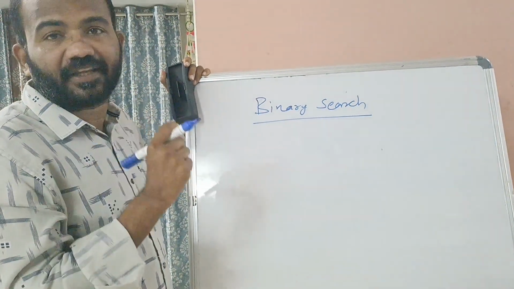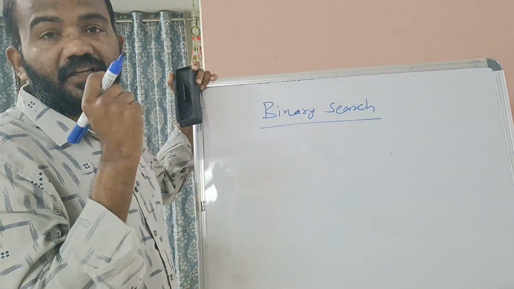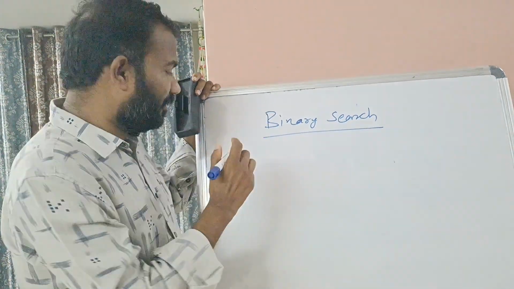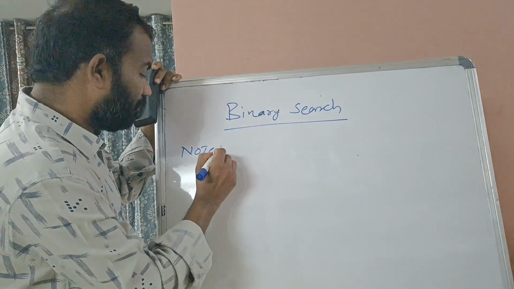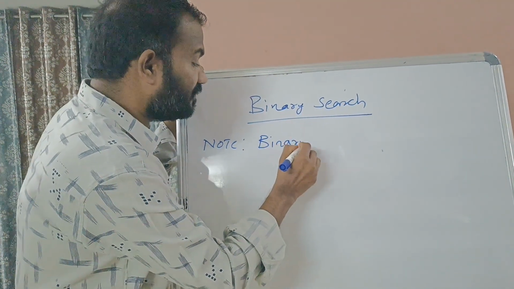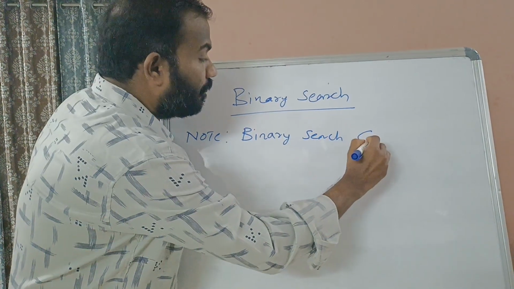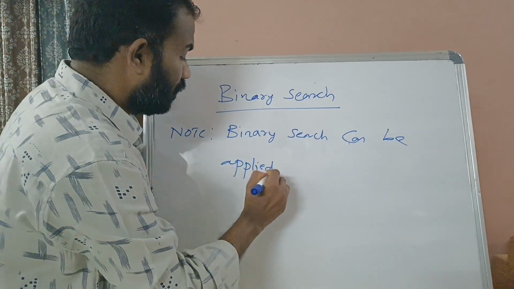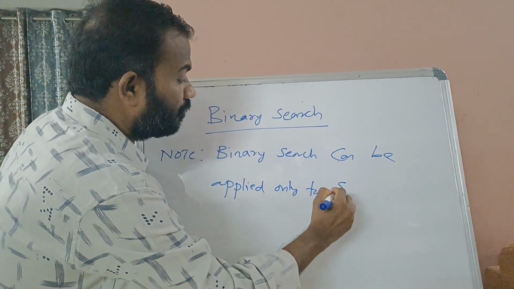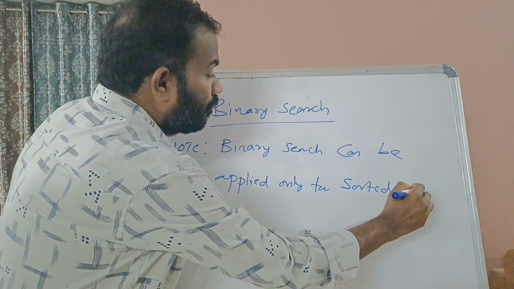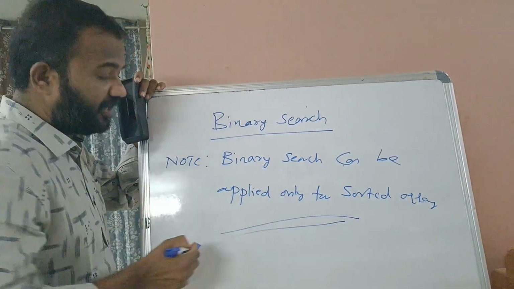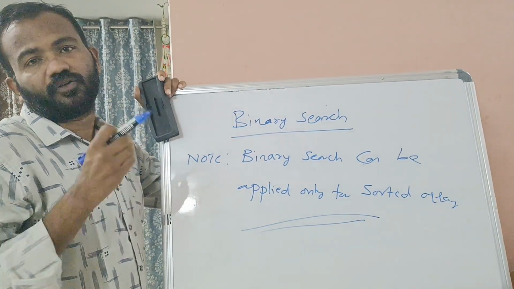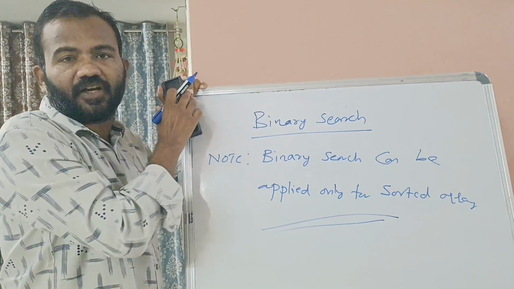A very important point in binary search here: binary search can be applied only for sorted array elements. I am writing this note: binary search can be applied only for a sorted array. This is a very important point. Binary search can be applied only for a sorted array. Now we have to discuss the steps.